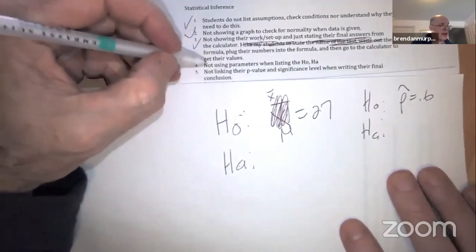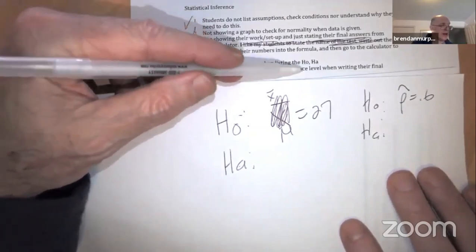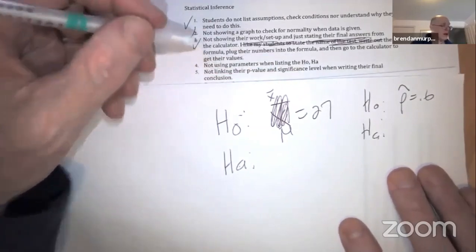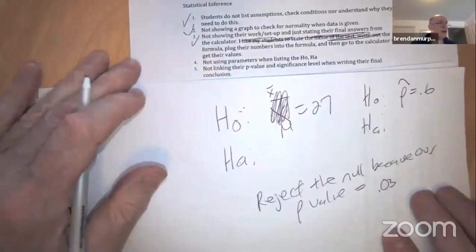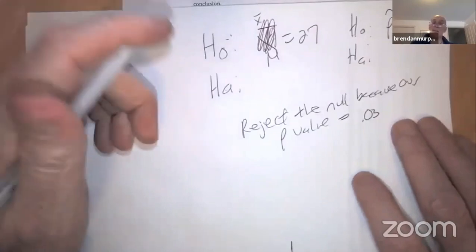Number 5, not linking the p-value and significance level when writing their final conclusion. Students will say, we reject the null because our p-value is equal to 0.03 or something like that. Well, we really want you to link that to some significance level.